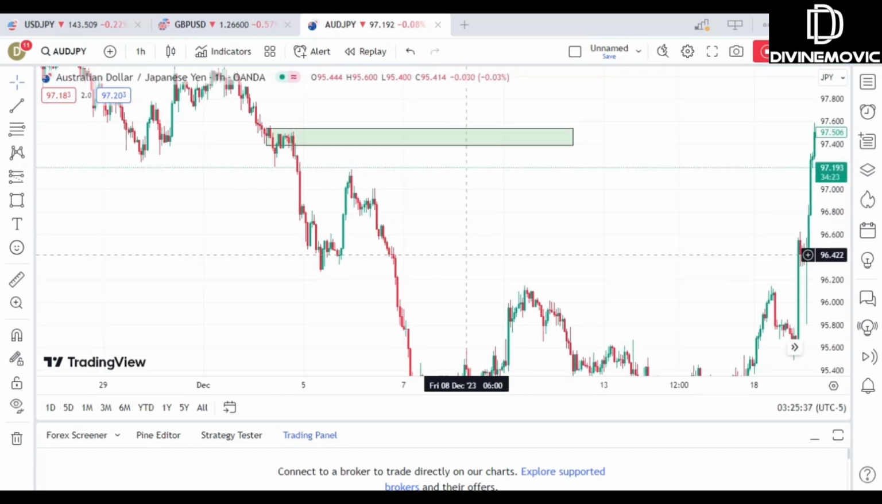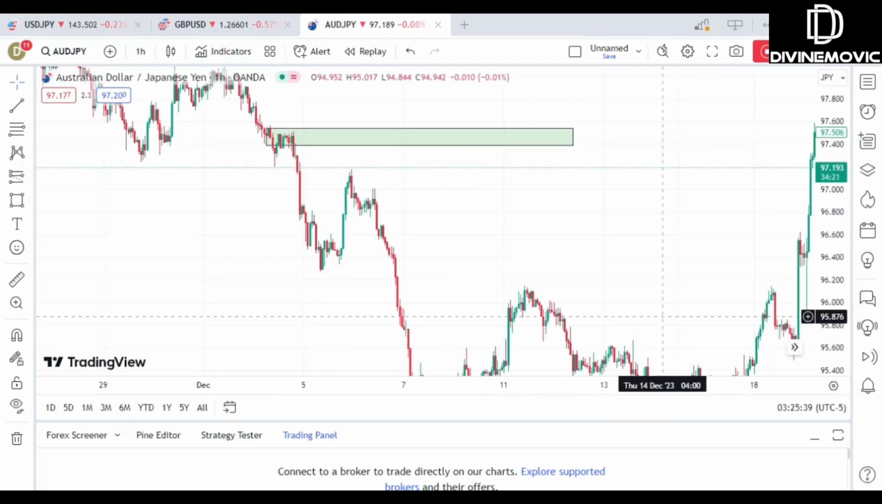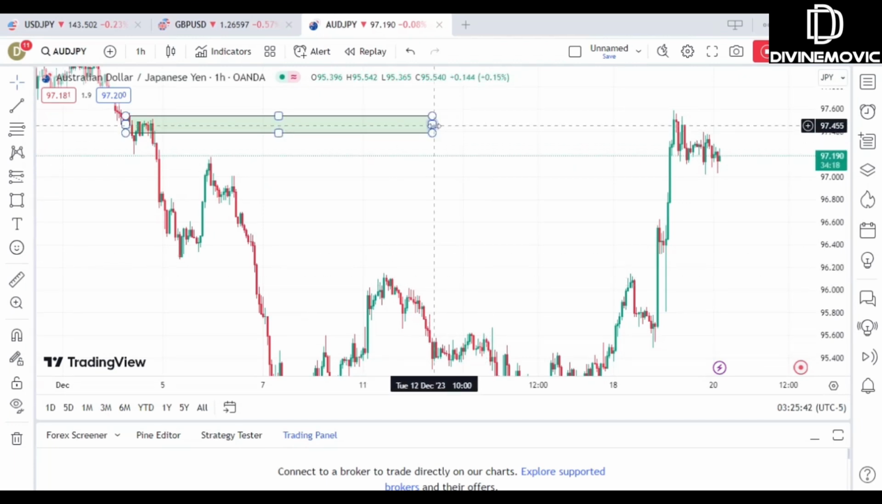So what am I going to look out for? I'm going to look out for price to create liquidity at this zone here, and then we'll know if we're going to take this trade or not.